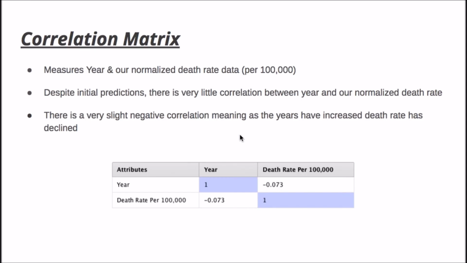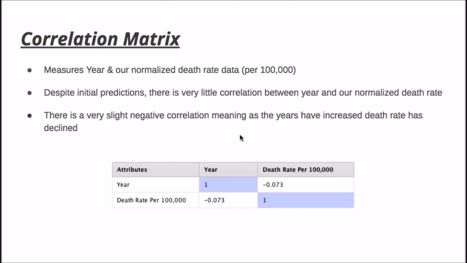Our final test was implementing a correlation matrix. We chose to measure the correlation between year and our normalized death rate. We had initially predicted a mid to high negative correlation between year and death rate, meaning we thought that as the years increased, death rate would fall. Our predictions were rooted in the thought that with the progression of science and medicine over the past 40 years, the death rate would drop worldwide. We soon realized that while there is a negative correlation, it is so slight it is almost not relevant.